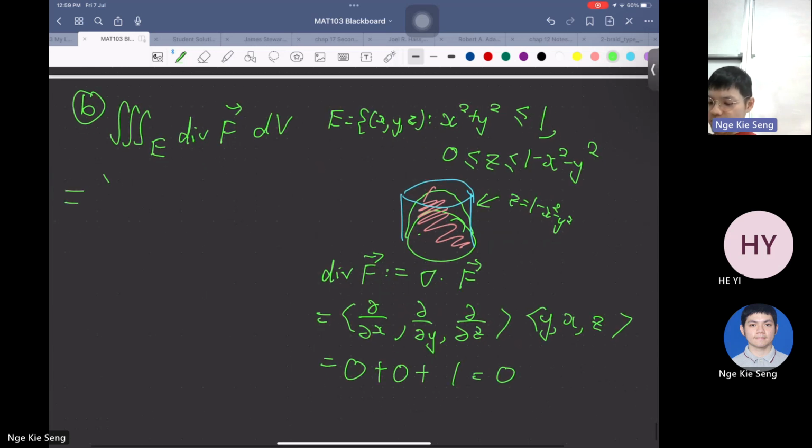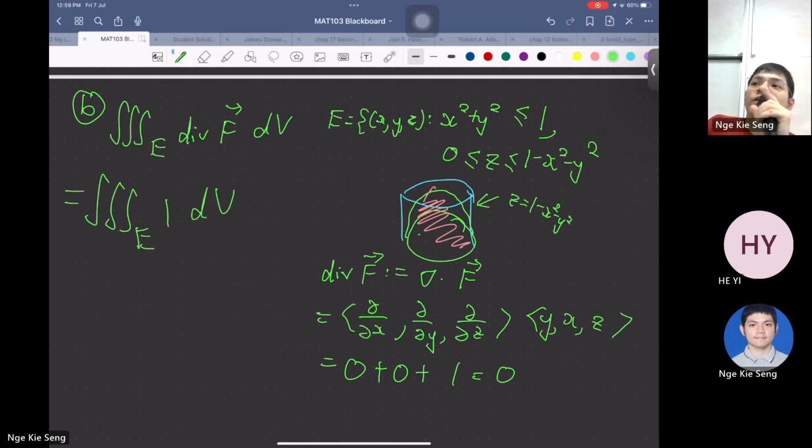If you do a triple integral on 1, what value do you get? The volume of your domain, the volume of E. Do you know how to find the volume of this solid? Is there any standard formula for this object? It's not quite a sphere, right? So we can do the usual integration here.